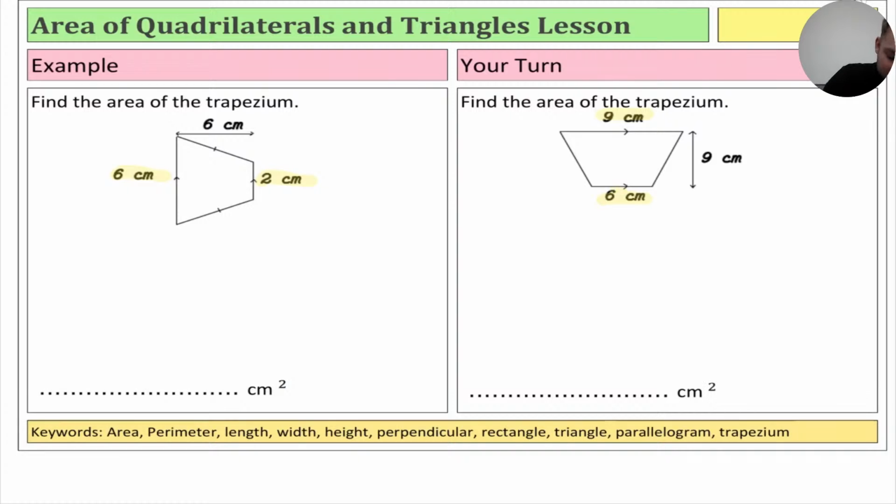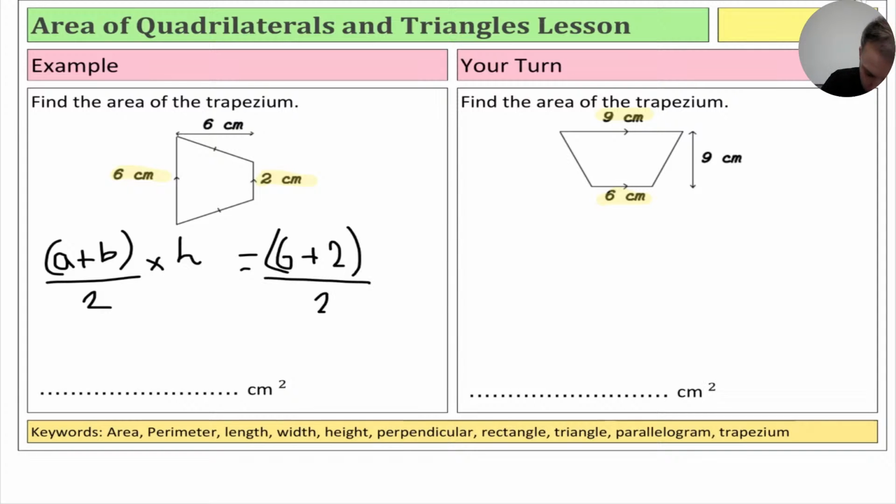Now I am going to write down what the formula is for this, which was A plus B divided by 2 times by H. So this one here is going to be 6 plus 2 divided by 2 times by that perpendicular height, which is going to be this one here, which is 6 there. So times by 6.